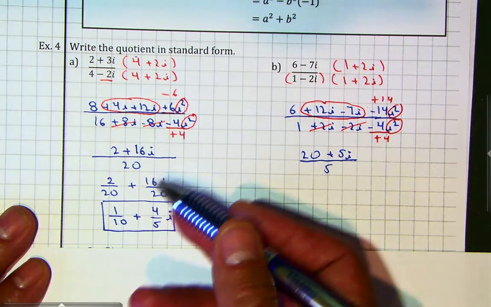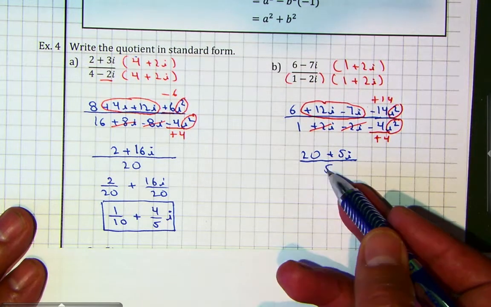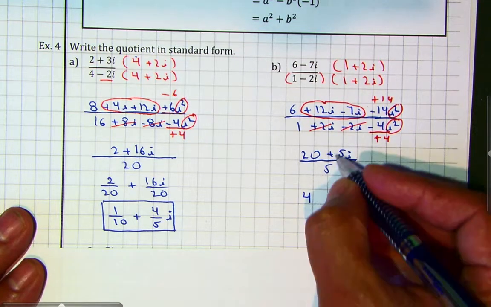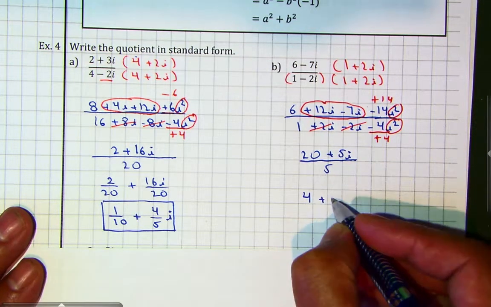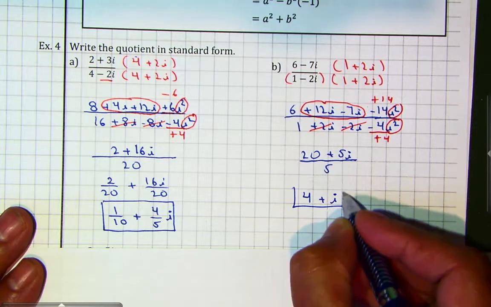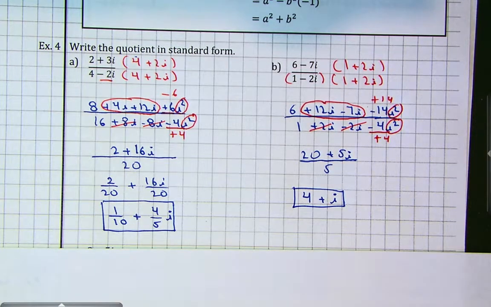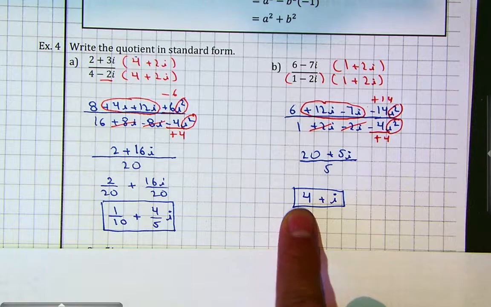I can take the time to separate, but I'm just going to divide. 20 divided by 5 will give me 4. 5 divided by 5 will give me 1i, or just i. Make sure that you place your real part first and then your imaginary.